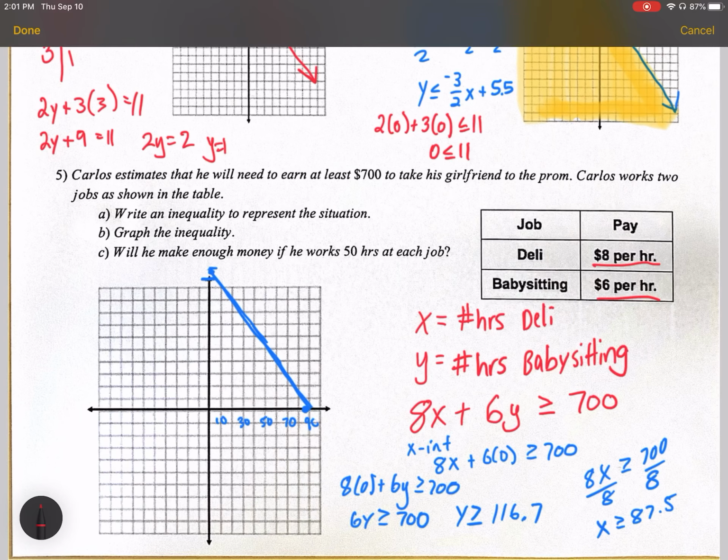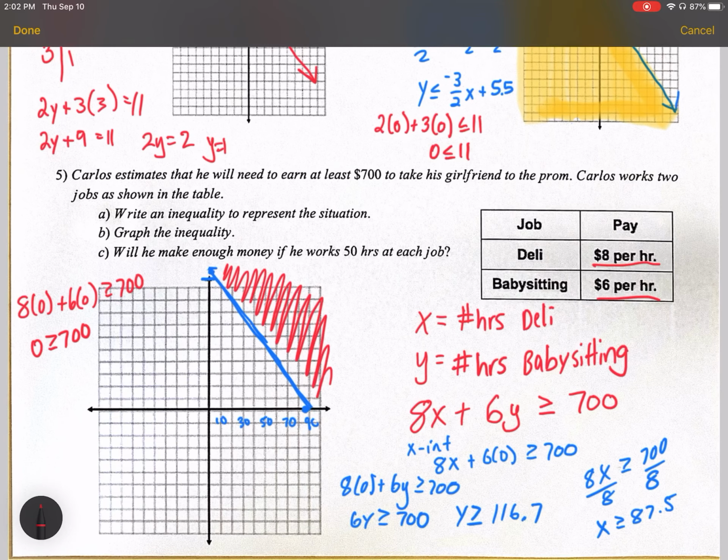So if it's 8x plus 6y is greater than or equal to 700, we could do a test point. So if we test 0, 0, we have 0 is greater than or equal to 700. That's an untrue statement. So that means 0, 0 should be in the non-shaded portion of the graph. So this should be my shaded portion of my graph.